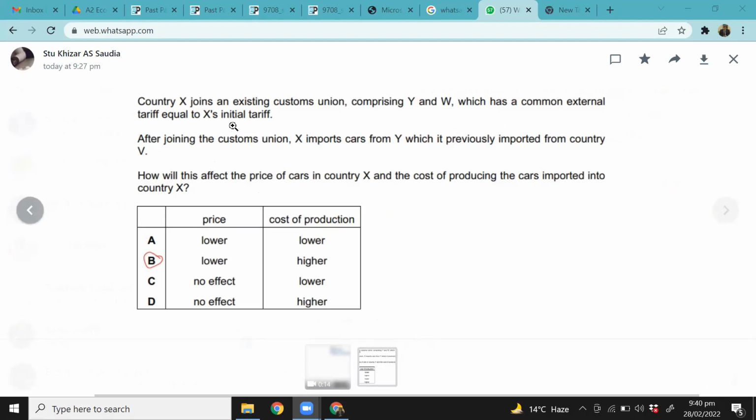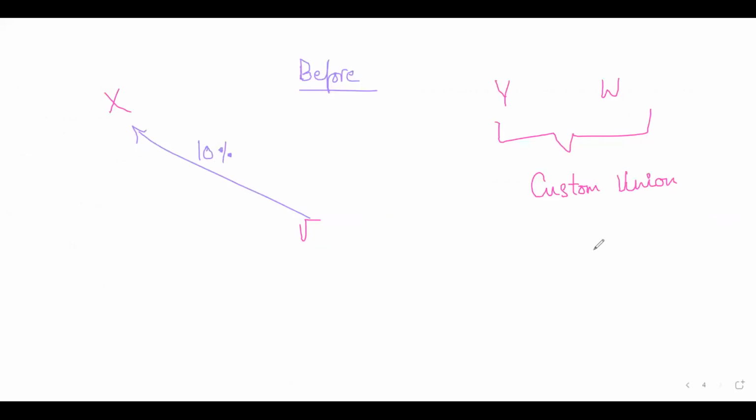Country X joins an existing customs union comprising Y and W, which has a common external tariff equal to X initial tariff, which means what? That X also had a tariff imposed. So the customs union was imposing a tariff of 10% on all the non-member countries outside these two. They had a common external tariff of 10%, and X also had a 10% tariff on goods imported from outside X. Easy? Is it making sense?